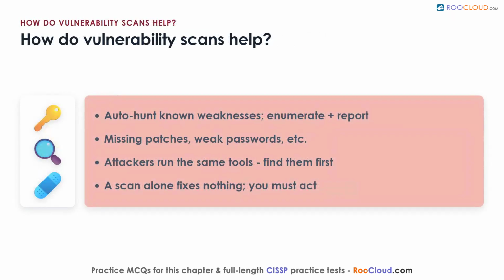How do vulnerability scans help? They automatically hunt for known weaknesses across your systems and networks. A scanner enumerates the flaws it finds, like missing patches or weak passwords, and produces a report recommending fixes. The twist is that attackers run the very same kind of tools, looking for the same holes to exploit, so your goal is to find and fix them first. But a scan alone changes nothing. Someone still has to act on the report and apply the patches. And expect some noise. If you have accepted a risk instead of fixing it, the scanner will keep flagging that vulnerability every time, even though you already made a deliberate decision about it.